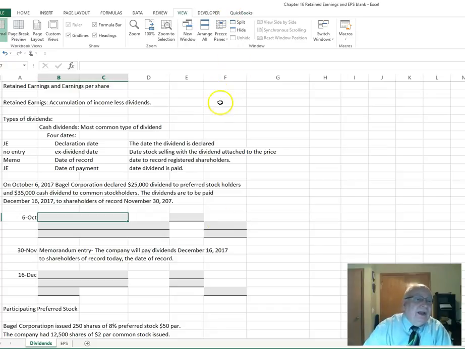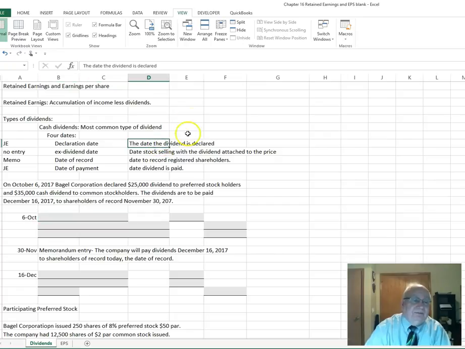Okay. First thing we have is there are 4 dates we have to have on the dividends. There's the date of declaration, also known as the declaration date. That requires a journal entry, and this is the date that the dividend is declared.